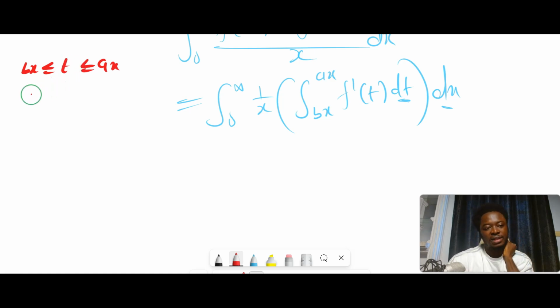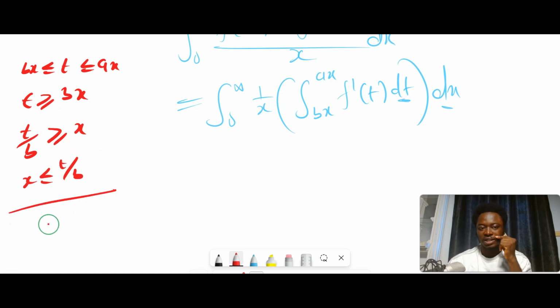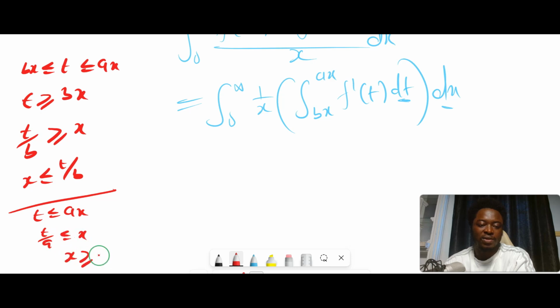So basically that means that t is bigger than or equal to bx, or t over b is bigger than or equal to x, which means that x is less than or equal to t divided by b. And also notice that since t is less than or equal to ax, it means that t divided by a is less than or equal to x, or x is bigger than or equal to t over a.